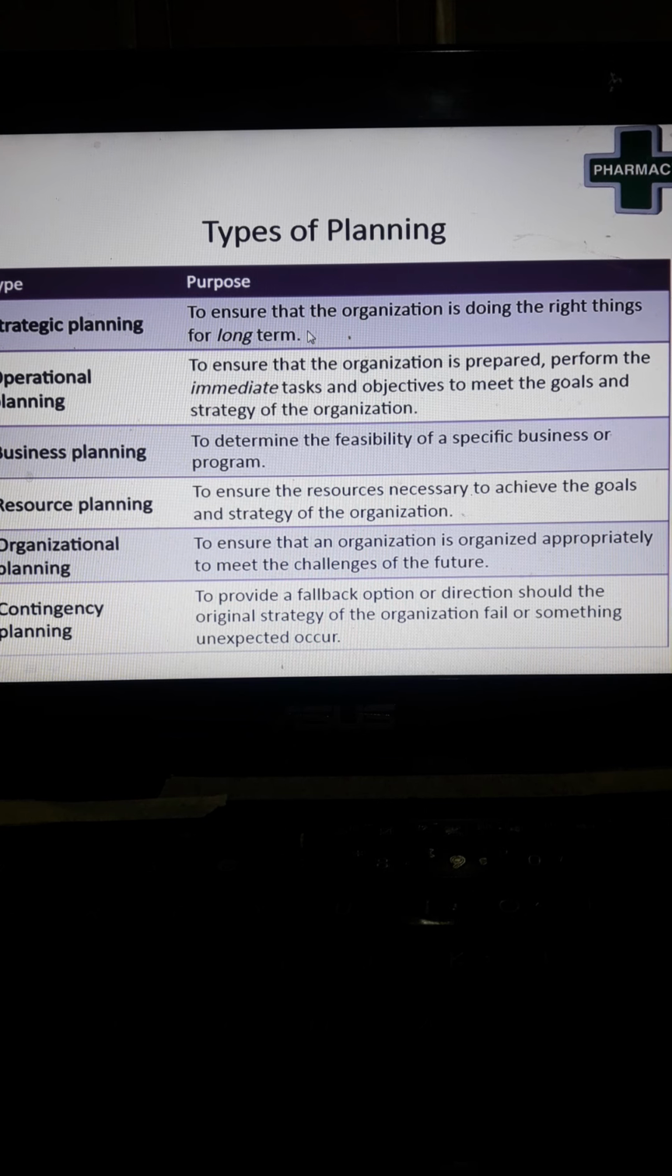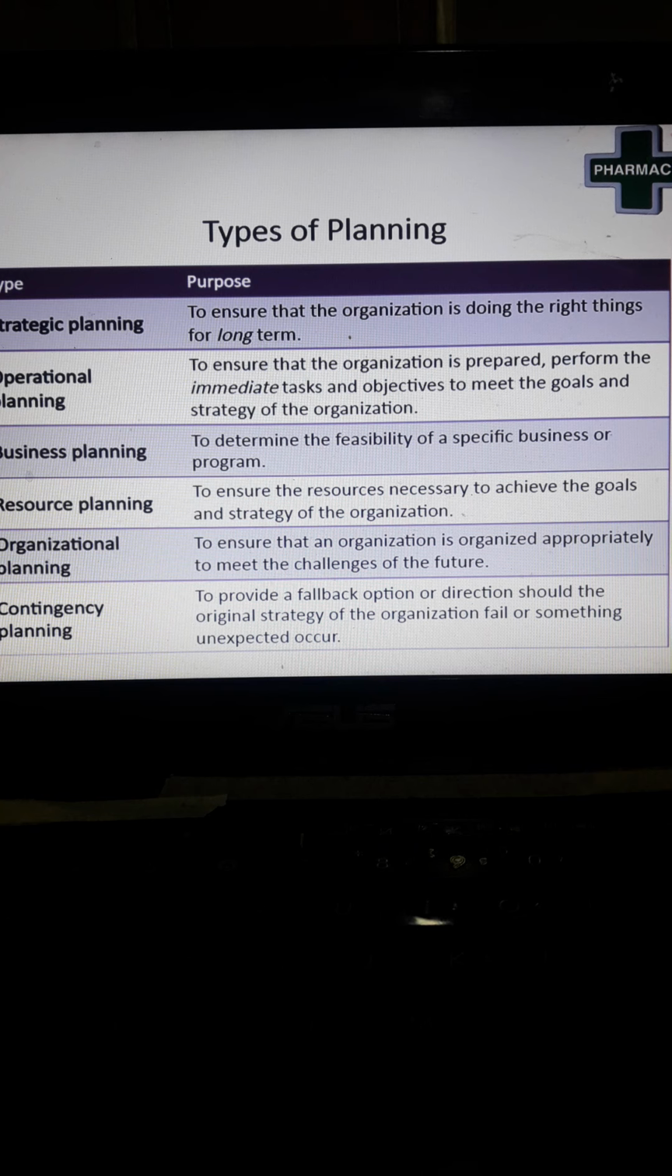The purpose of this one is to ensure that the organization is doing the right things for the long term. When you say long-term planning, it is good for 1 year, or the next 4 years, or 5 years or 10 years. So that is the plan of the organization. Like Colegio San Agustin, I think every year there is a strategic planning meeting. Strategic planning at Colegio San Agustin involves the different organizations, the different heads, different departments, even the students are invited.